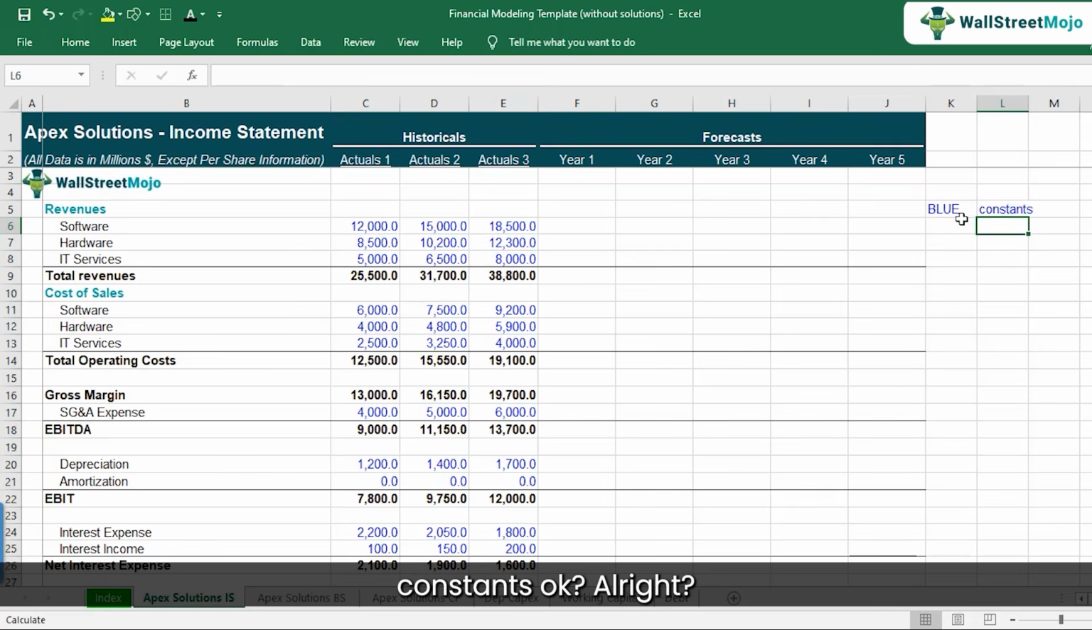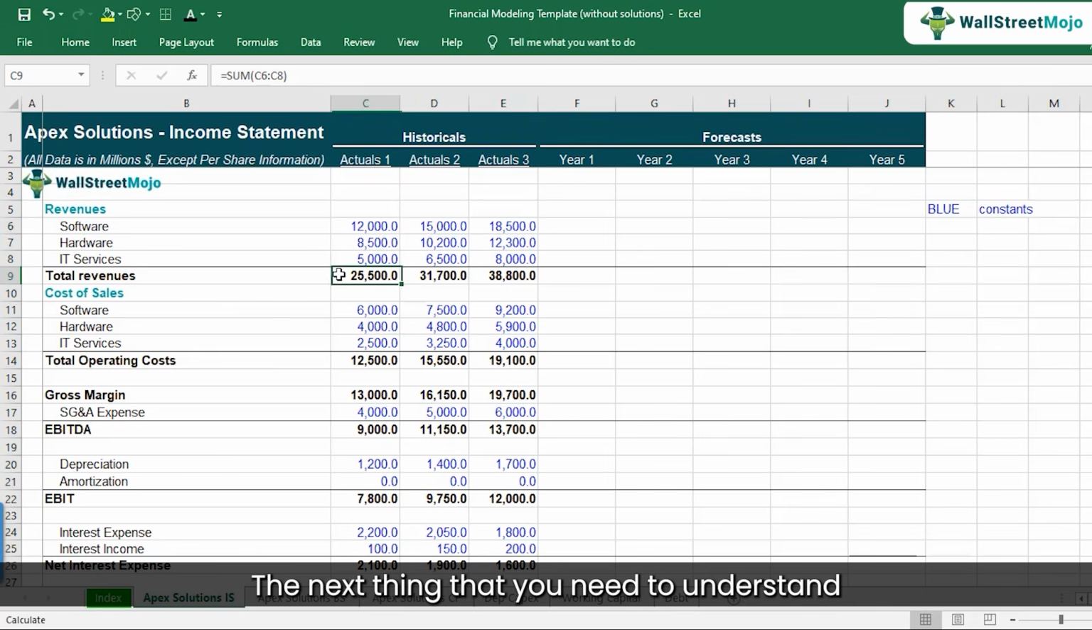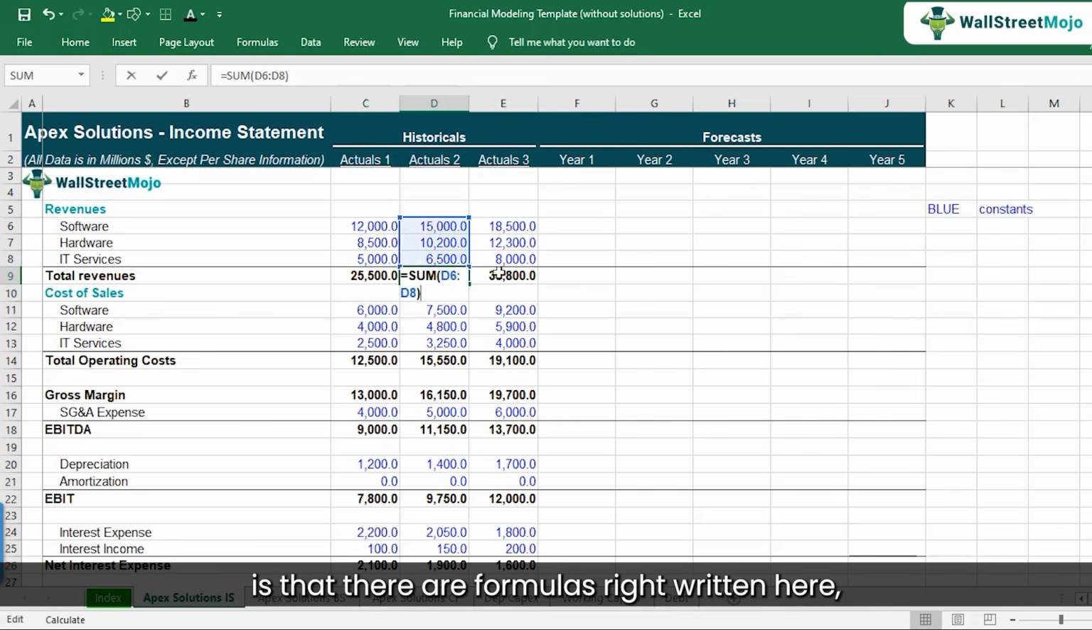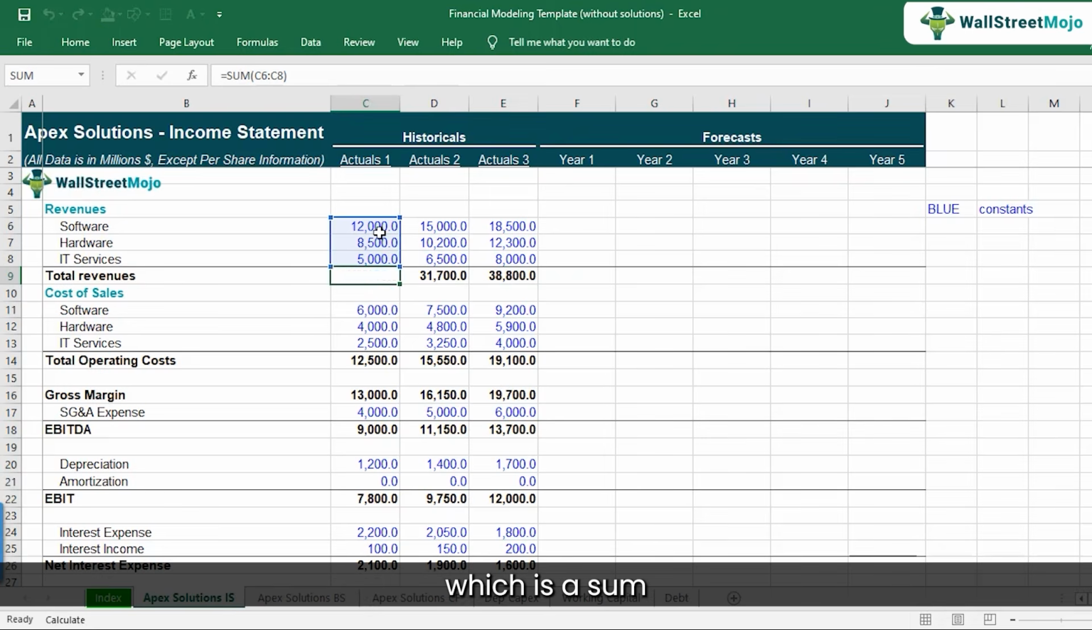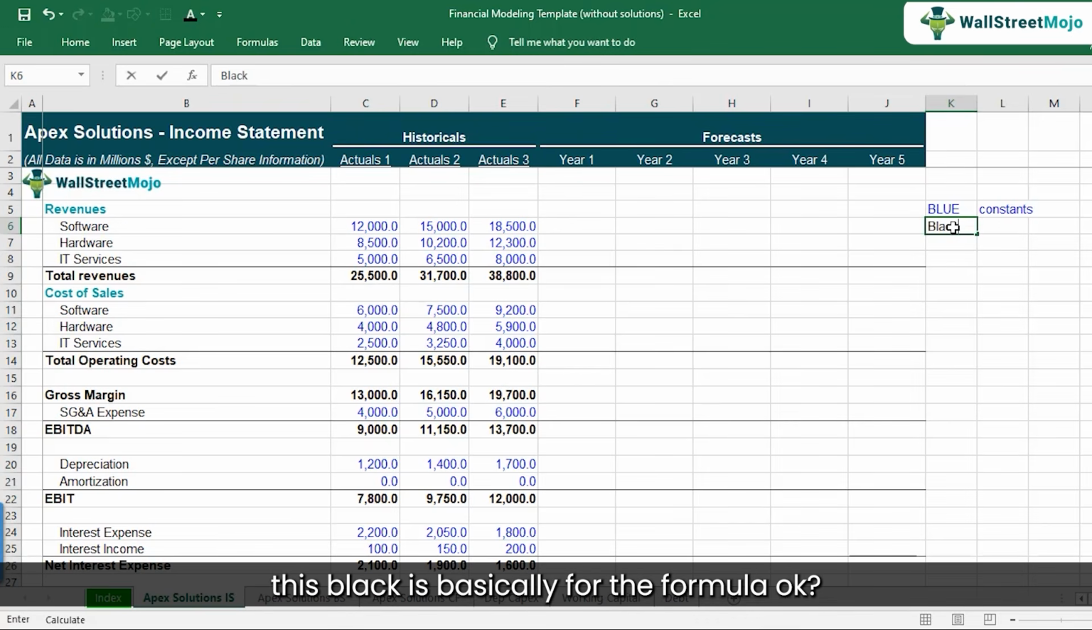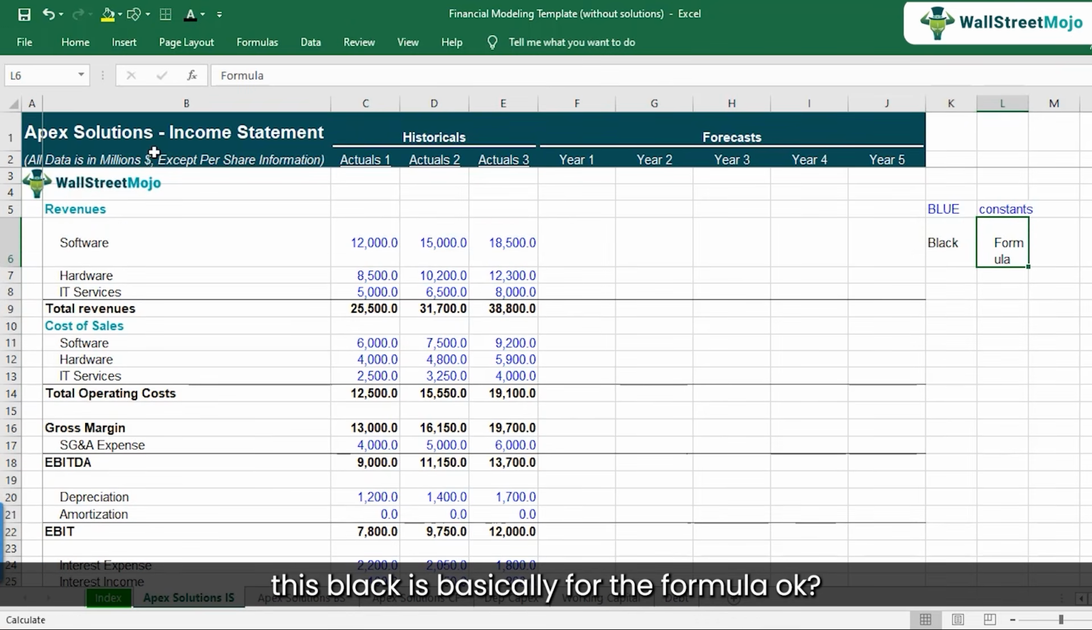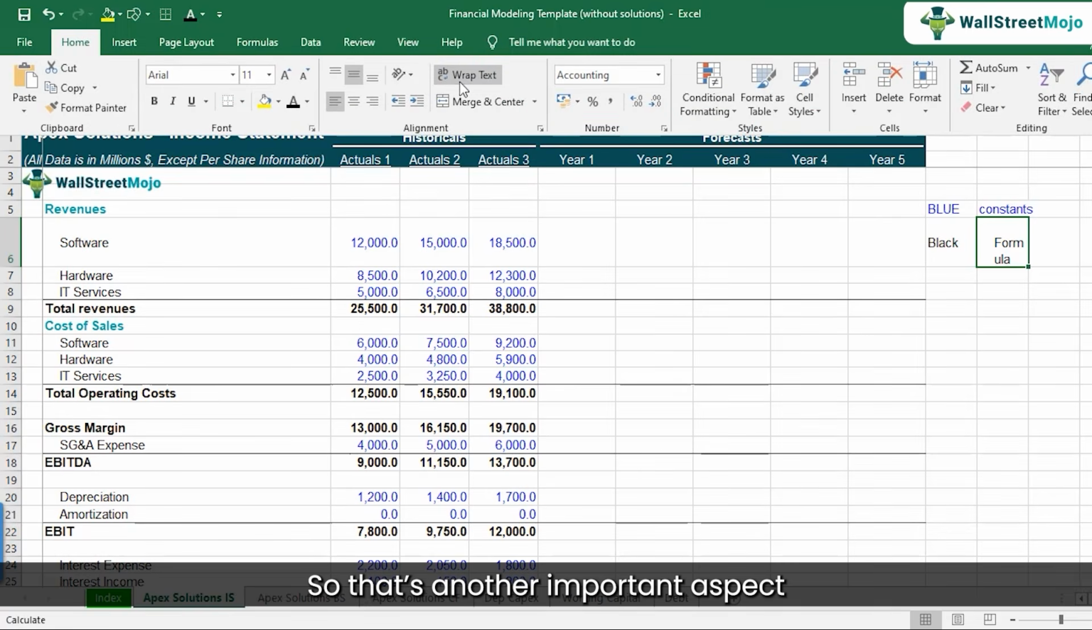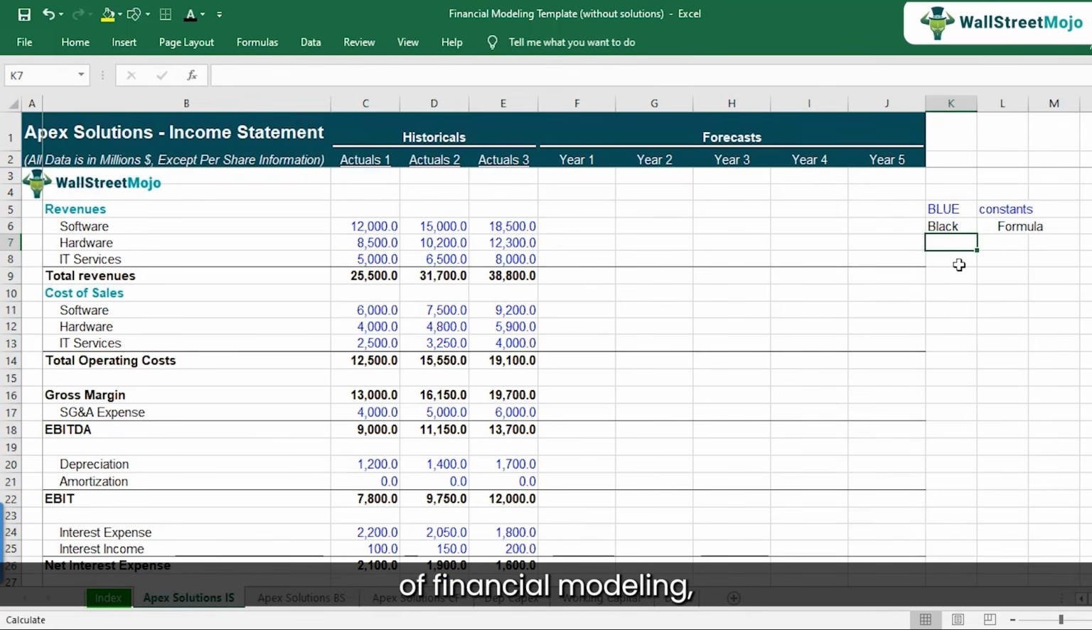All right. The next thing that you need to understand is that there are formulas written here. For example, a sum formula, which is a sum total of these three. Formulas are usually black in color. So let me write this here. Black is basically for the formulas. Okay. So that's another important aspect of financial modeling, color coding.